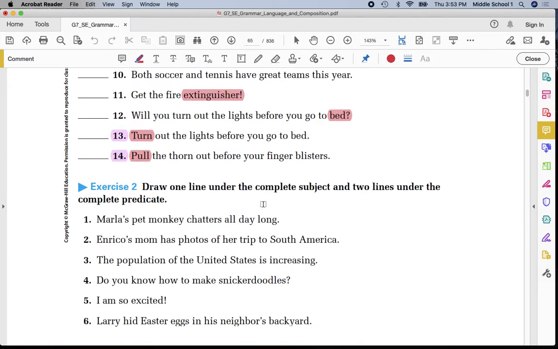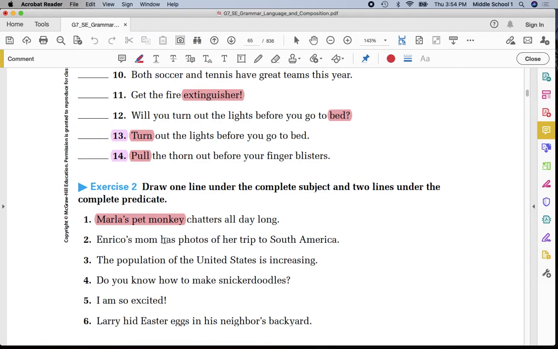The second thing we need to be remembering are complete subjects and complete predicates. A complete subject are all the words that go with the subject, and a complete predicate are all the words that go with the predicate. In this sentence, Marla's pet monkey, with monkey being the simple subject and the other highlighted words being the complete subject. The remainder of the sentence is the complete predicate, and the line would go between the two.